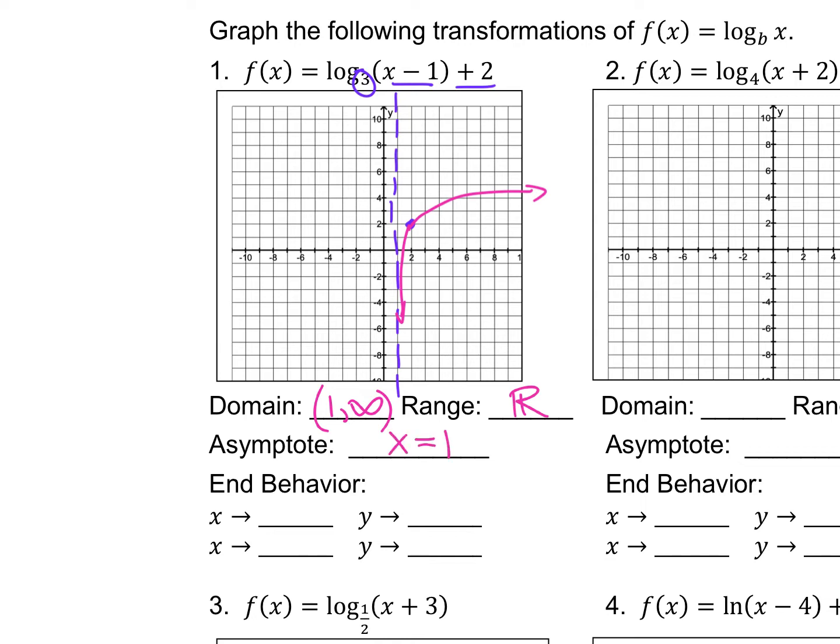And now let's think about the end behavior. On that left-hand side, what are the x's getting closer to? 1. As the x's are going towards 1, the y's are going towards? All right. And on the right side, as the x's are headed off to? The y's are also headed off to? Oh, there you go.